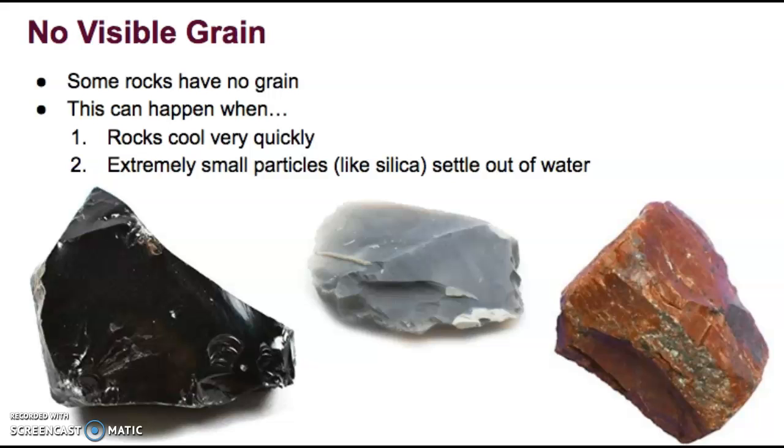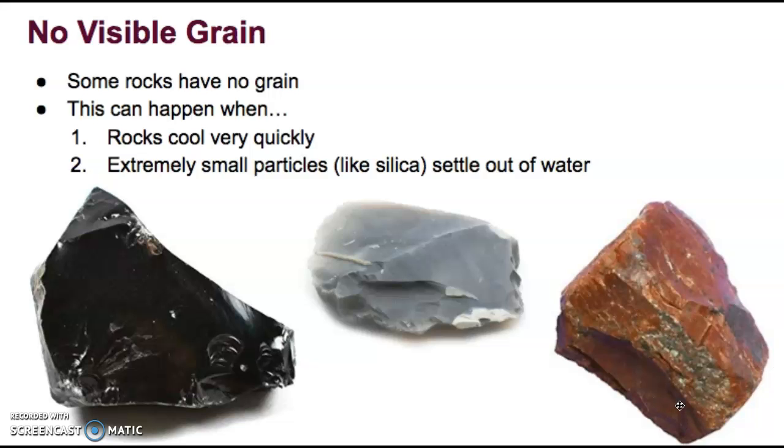Every once in a while, we will stumble across a rock sample that has no visible grain at all. That means we can't see all of the individual grains that make up that rock by looking at it, even under a microscope. This sometimes happens when rocks cool very, very quickly. For example, this sample of obsidian here on the far left came out of a volcano, most likely, as molten material, and landed in a very cool environment like in an ocean or a body of water that caused it to cool extremely quickly because that water was fairly cool. Flint sometimes forms in a similar way.